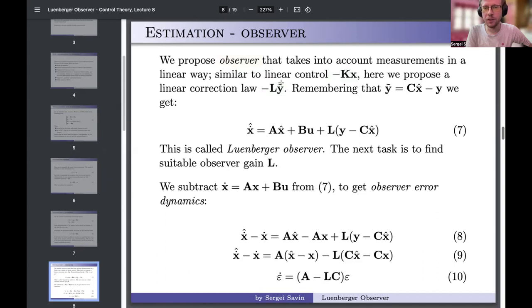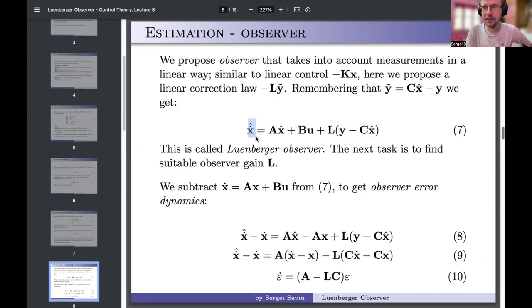Here we remember that y tilde is equal to Cx hat minus y. Cx hat minus y, that is y tilde. So our corrective term appears as y minus Cx hat. Let me just notice this minus sign is being absorbed in the difference in positions of those two guys. Those two guys changed their positions. That's where the minus sign went. Okay. And that's what we got.